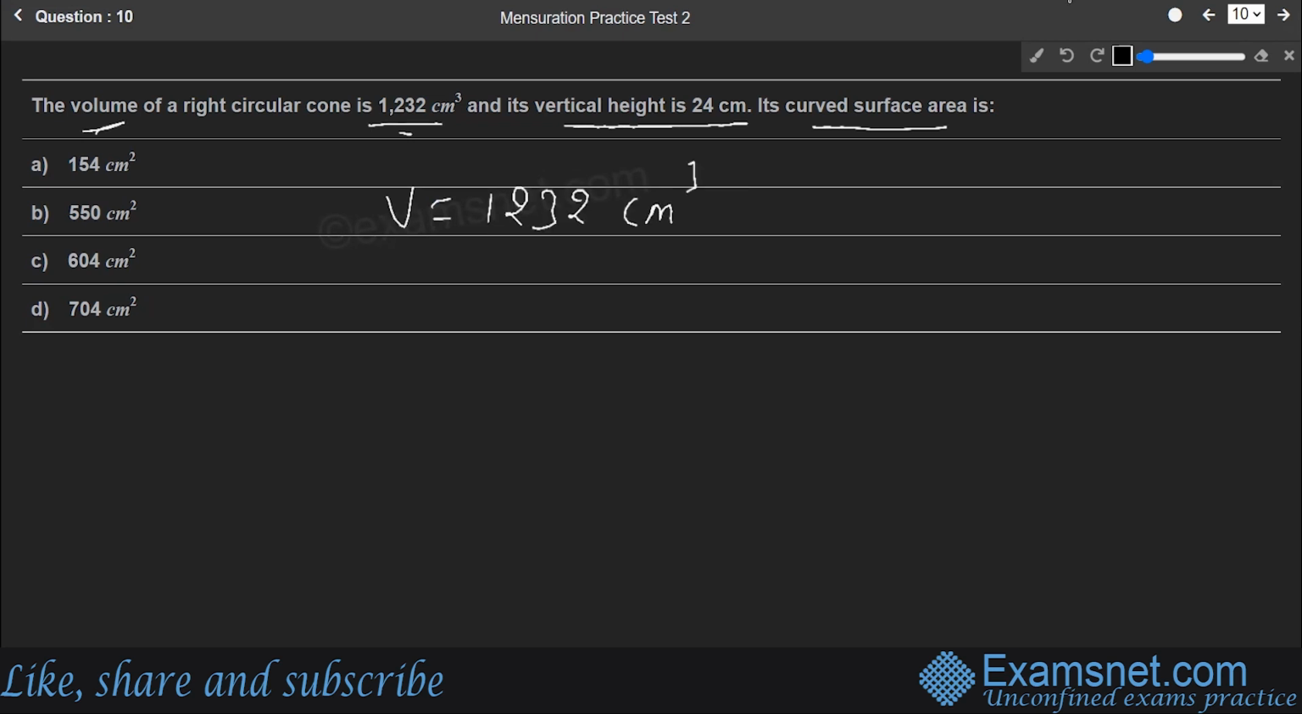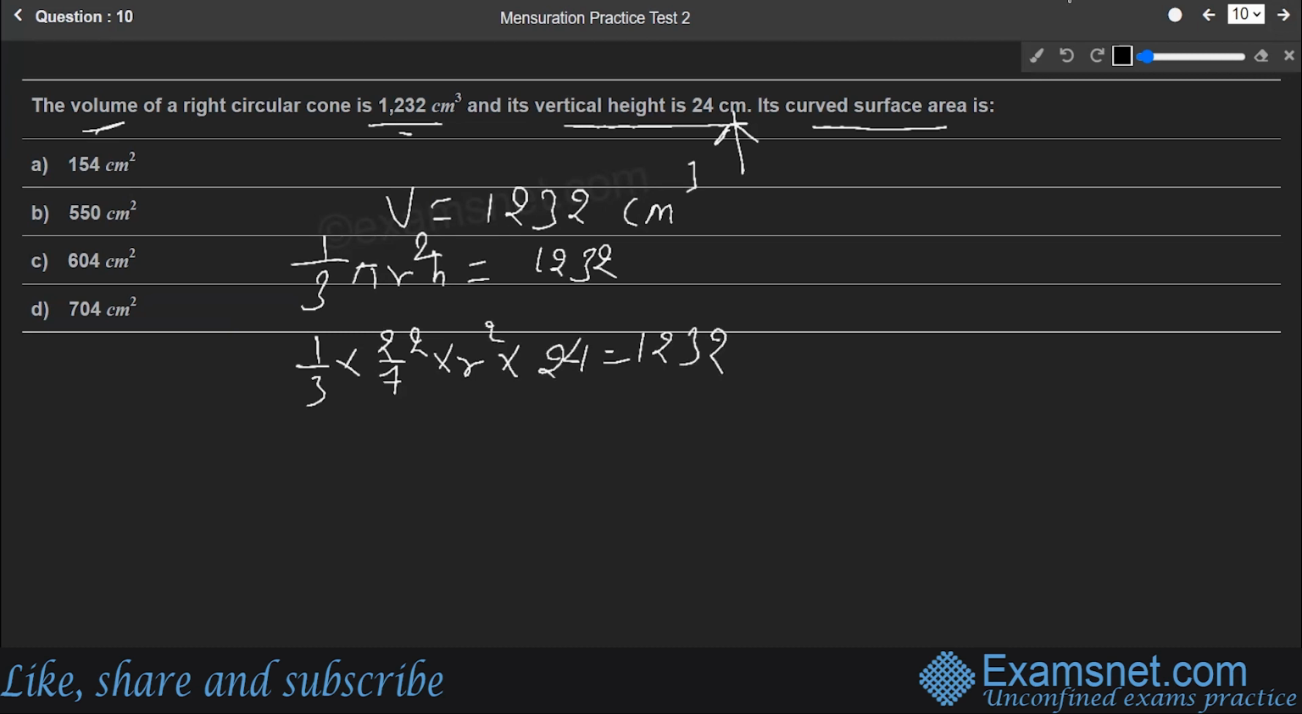Okay, so volume of a cone is nothing but 1 by 3 pi r square h. This value is given as 1232. So we can put the values of radius, and the height is also given as 24 centimeter. So it's going to be 1 by 3 into 22 by 7 into r square into 24 is equal to 1232. So clearly we need to solve for our r square.